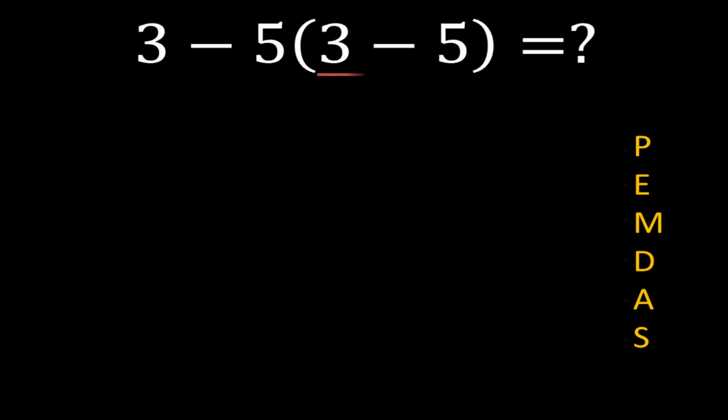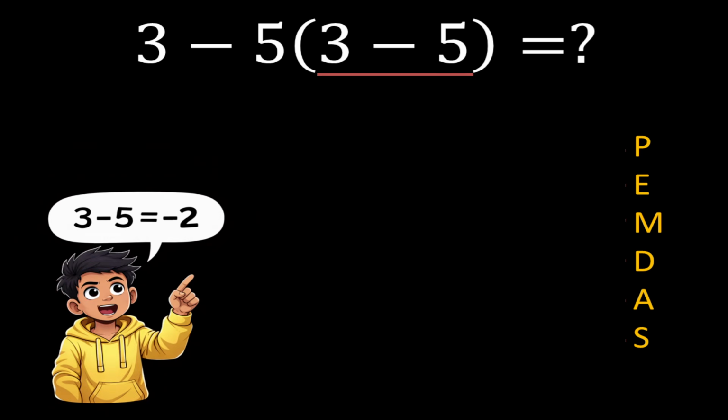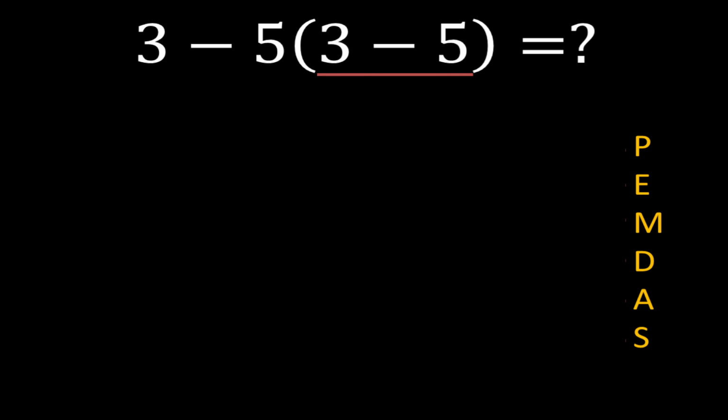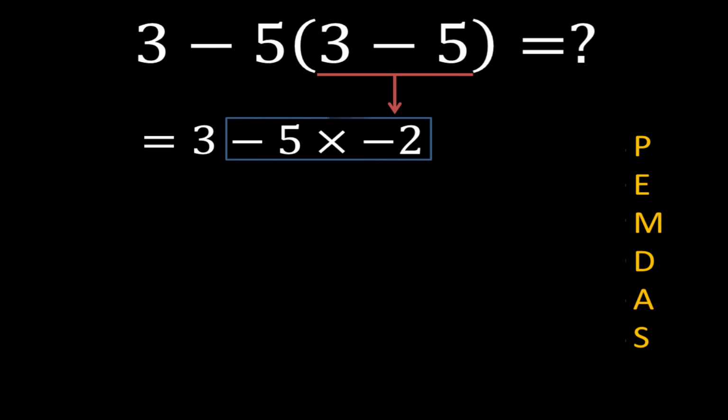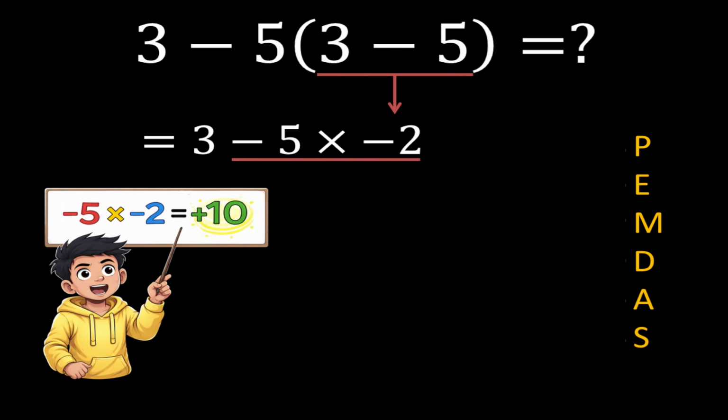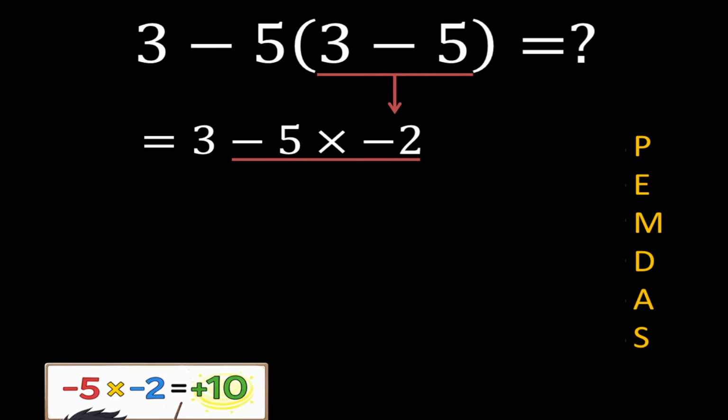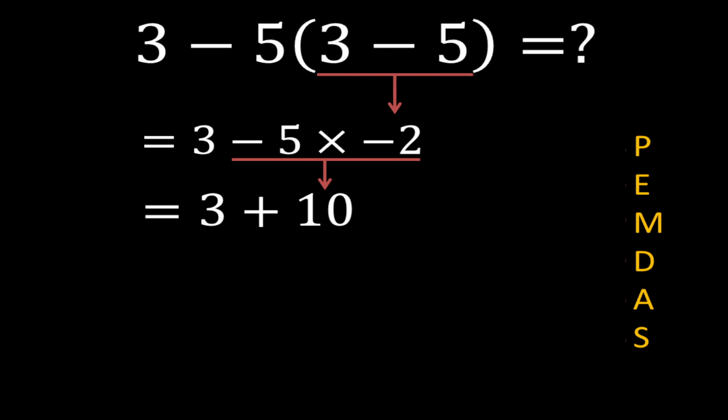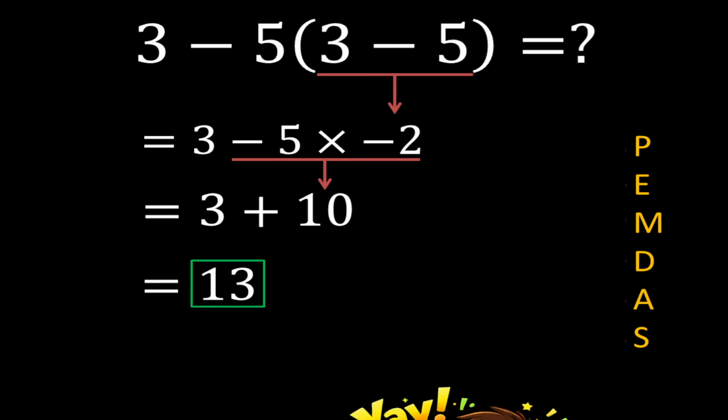First, we solve the parentheses. 3 minus 5 equals negative 2. Now the expression becomes 3 minus 5 times negative 2. Next comes multiplication. Negative 5 times negative 2 equals plus 10. Now the expression becomes 3 plus 10. And that gives us 13. So the correct answer is 13.